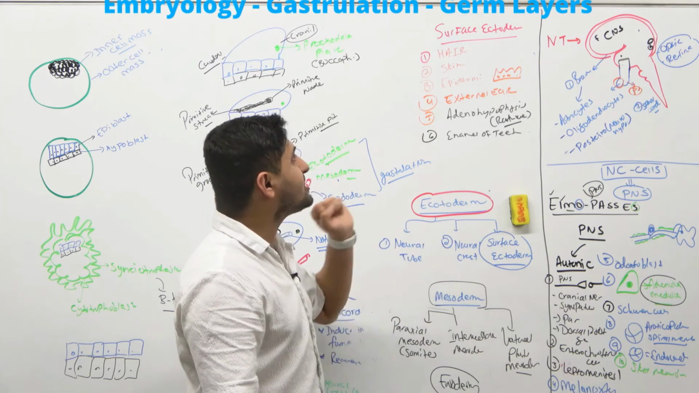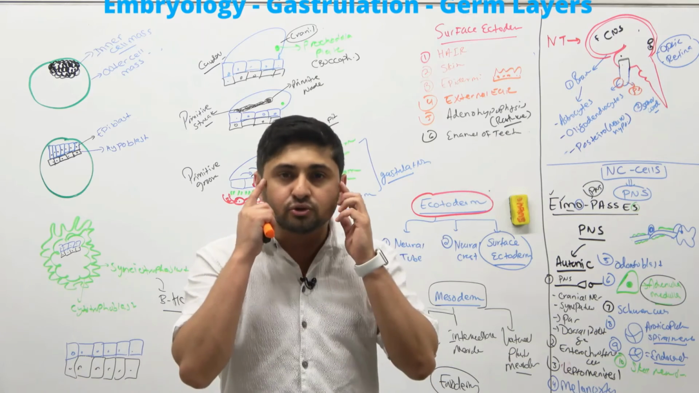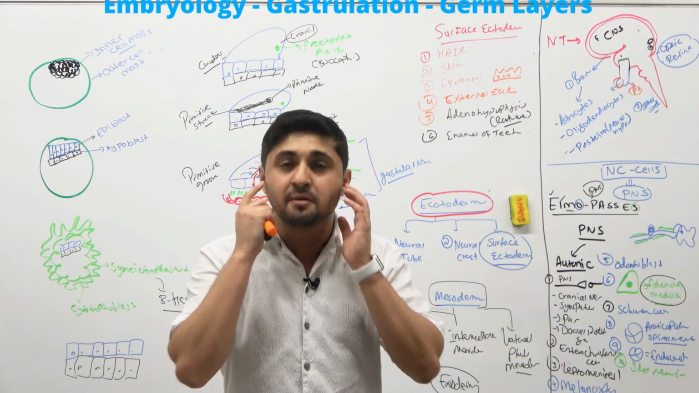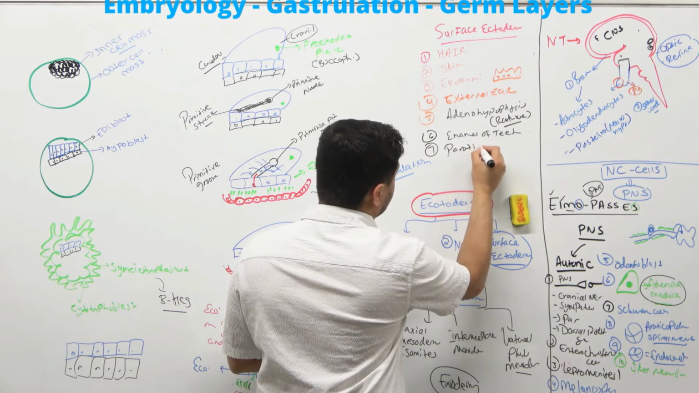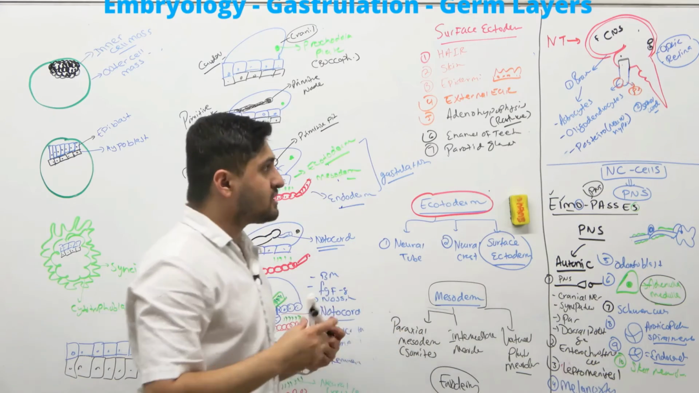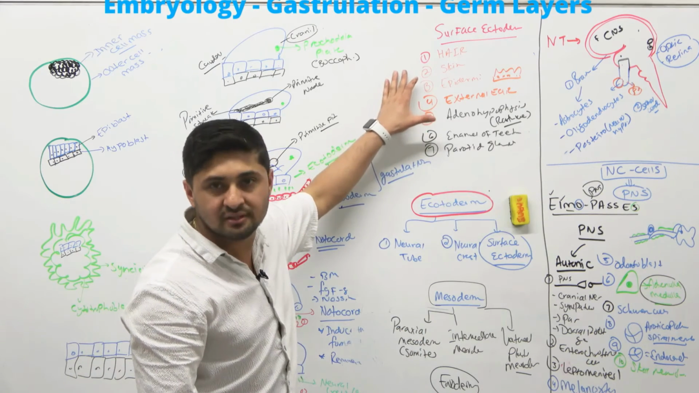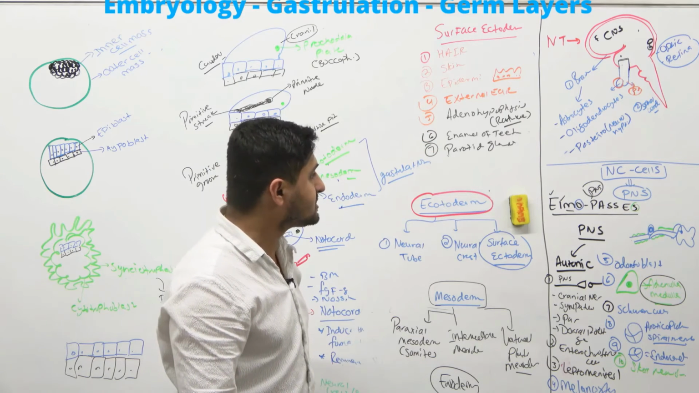These are all basically derivatives of surface ectoderm. But if you look at the face, not only do you see the teeth, you also see the gland, like you can actually feel it, like the parotid gland. That is also coming from surface ectoderm. The parotid gland is also a derivative of surface ectoderm. So this is how you can, without memorizing this, distinguish which is surface ectoderm.